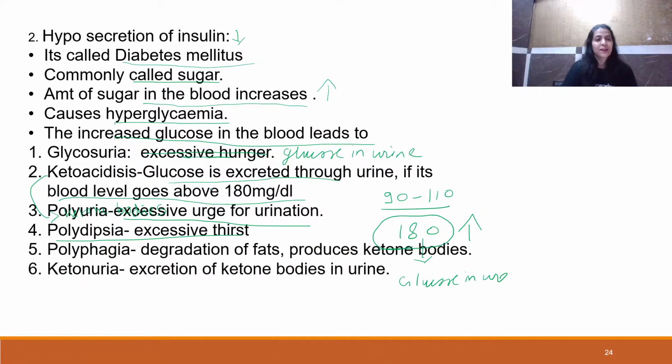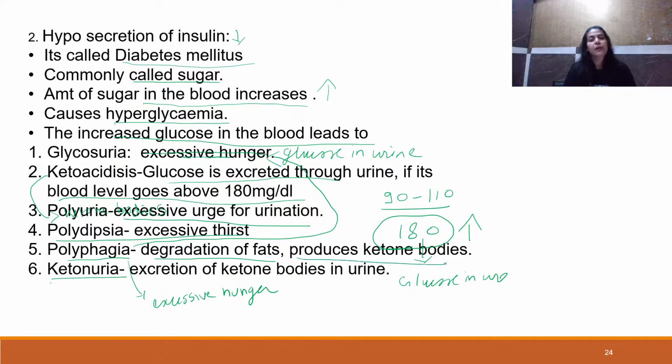Okay. They have polyphagia, right? Polyphagia is excessive hunger. And they will have ketonuria. Ketonuria meaning removal of ketone from the urine. They will have ketoacidosis, that is degradation of fats to produce ketone bodies. There will be degradation of fat and there will be production of ketone bodies, right?